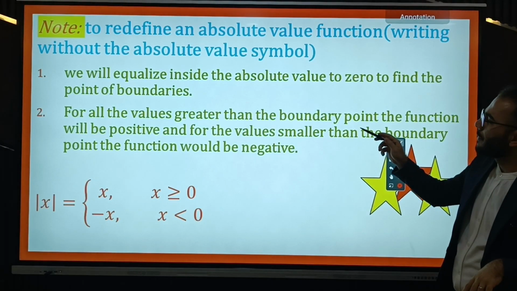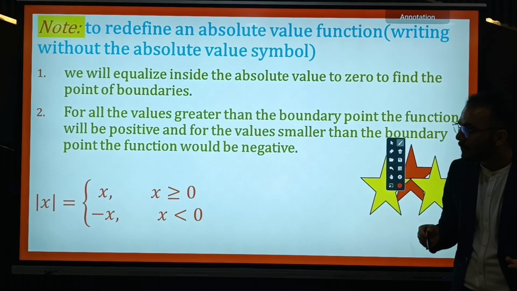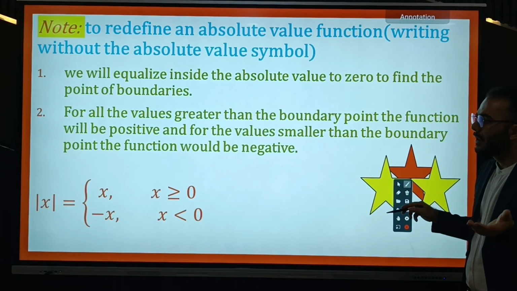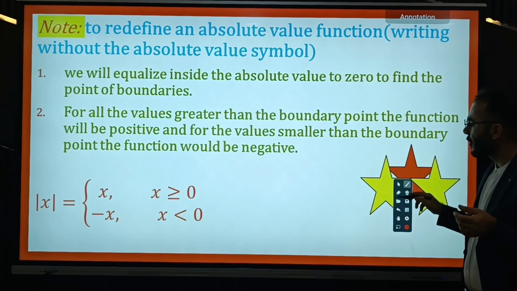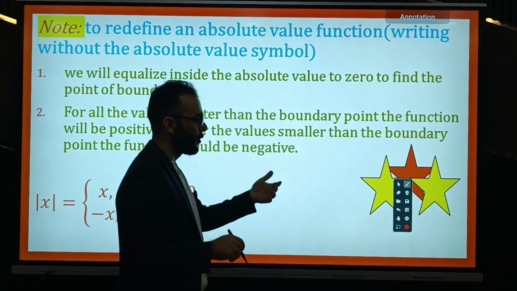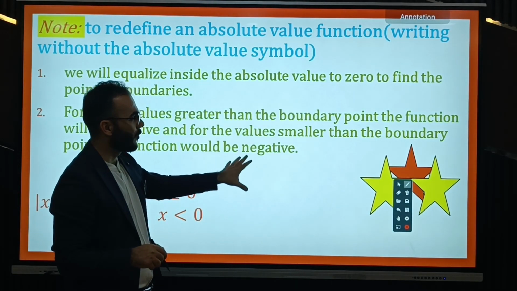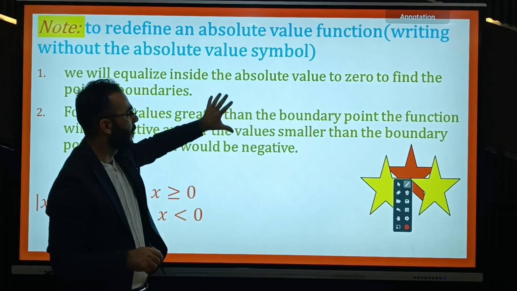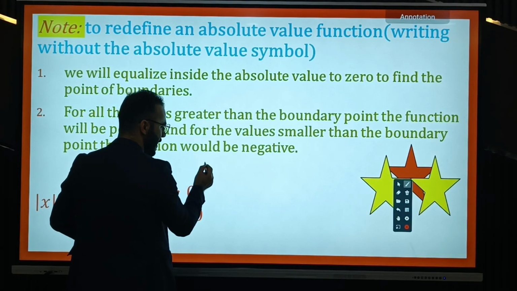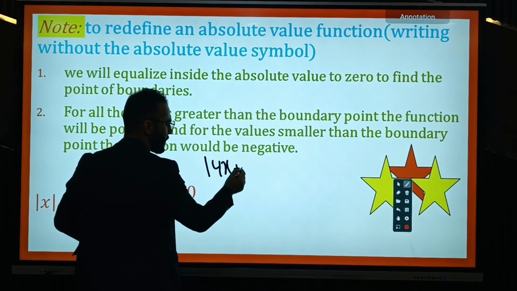For all the values greater than the boundary point, the function will be positive. And of course, for the values smaller than the boundary point, the function will be negative. Let's just do it numerically. Before going to the next slide, because I'm pretty sure there will be some examples, I would just give you one example here and solve it by following these two steps. Let's say we have the absolute value of 4x plus 20.